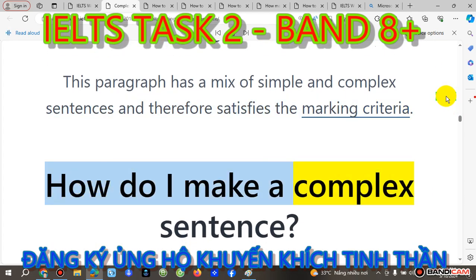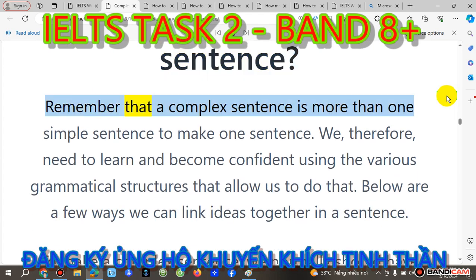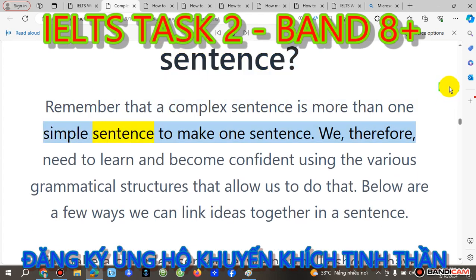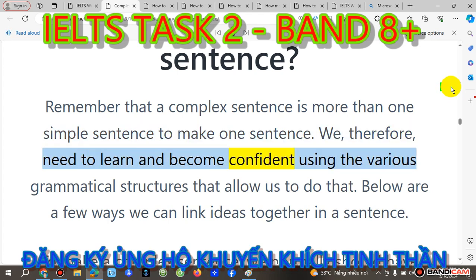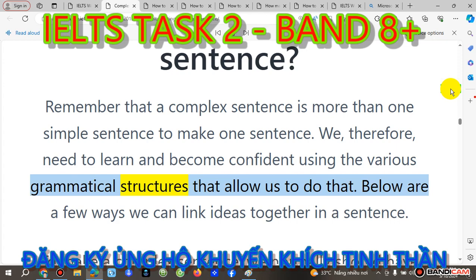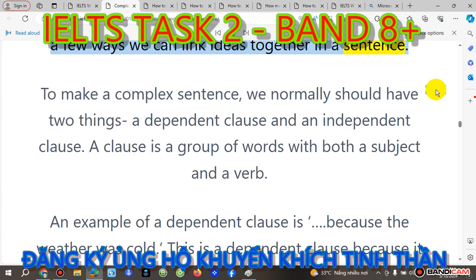How do I make a complex sentence? Remember that a complex sentence is more than one simple sentence combined to make one sentence. We, therefore, need to learn and become confident using the various grammatical structures that allow us to do that. Below are a few ways we can link ideas together in a sentence.